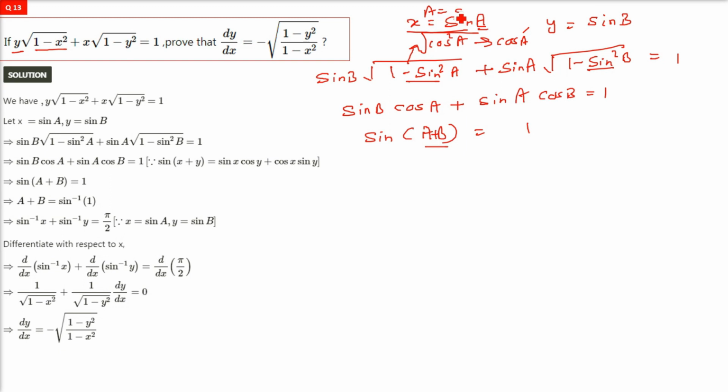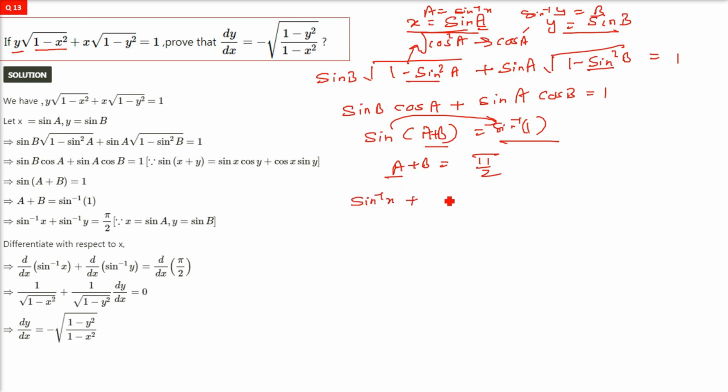So we have to convert this A in terms of x. So A will be sine inverse x and B will be sine inverse y. And that is what we are going to put. Before that, we have to take this sine on the other side. So A plus B is equal to sine inverse of 1. Sine inverse of 1 is what? It is 90 degree, pi by 2 you can write. And in place of A and B, we can replace it by sine inverse x plus sine inverse y. So sine inverse x plus sine inverse y is equal to pi by 2.